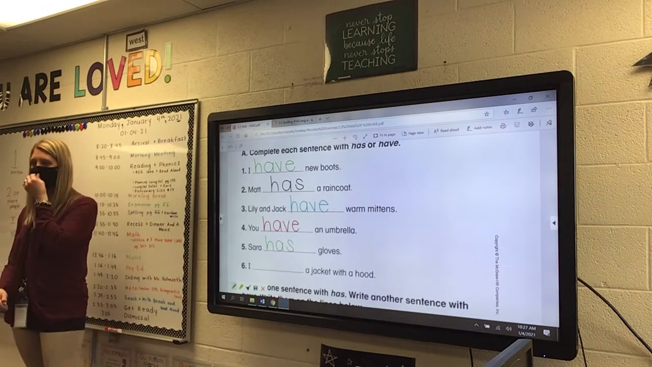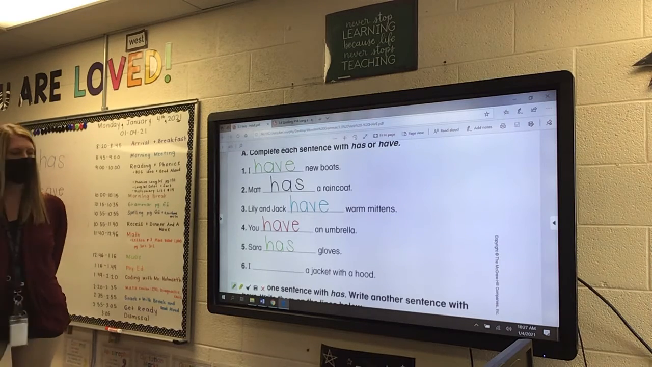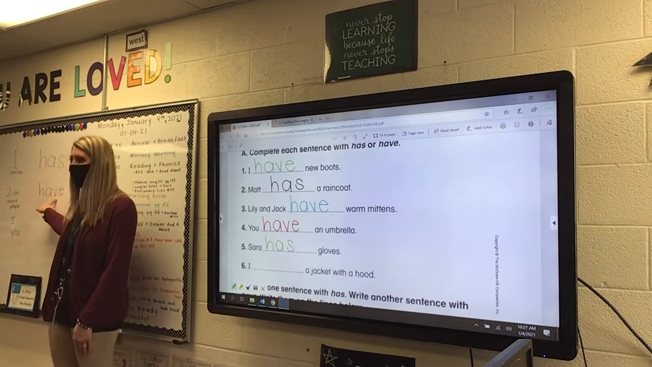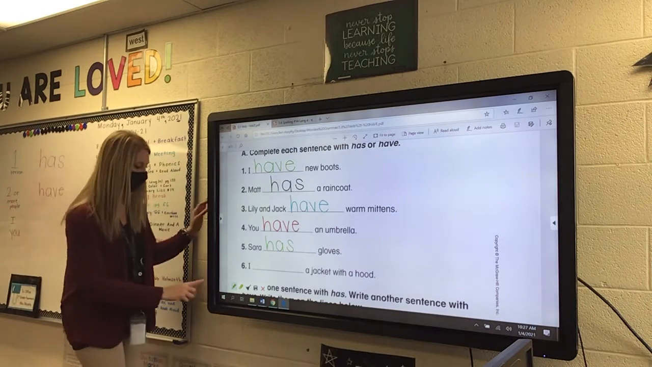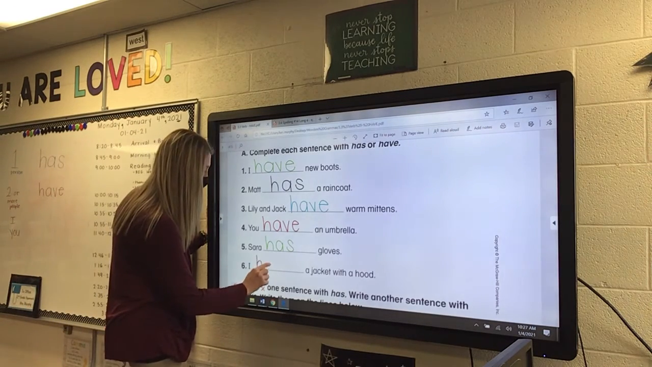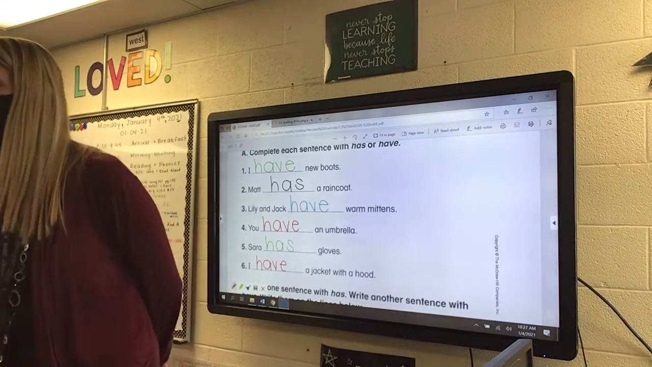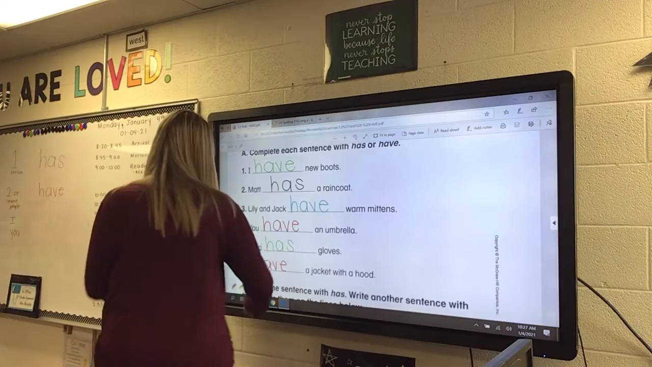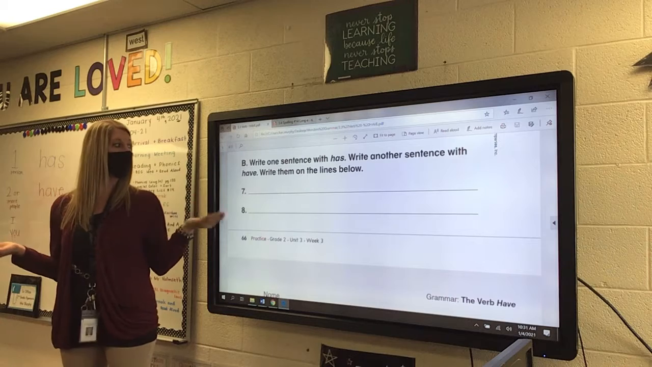Number 6, Ellie, would you read that one? I blank a jacket with a hood. What do you think we put there, Ellie? Have. I have. Good job. You didn't get tricked. I thought maybe you should get tricked on this one because remember, I still is have. Now, on the bottom, on section B, we are going to write one sentence with has and write another sentence with have.